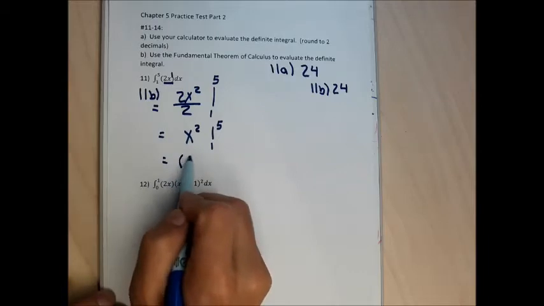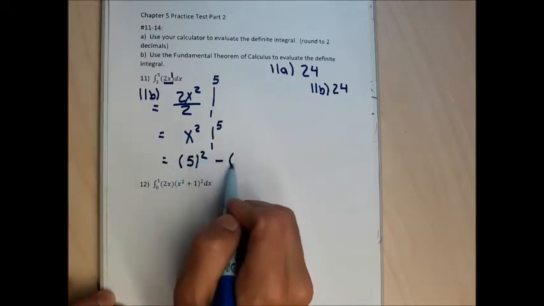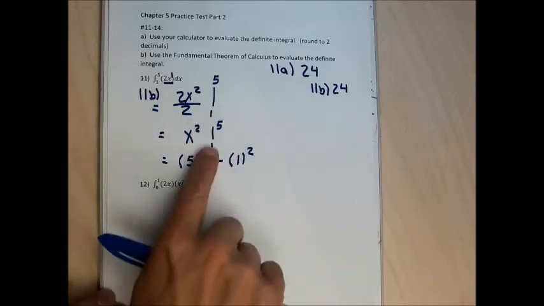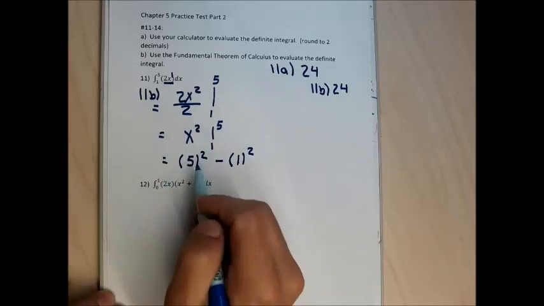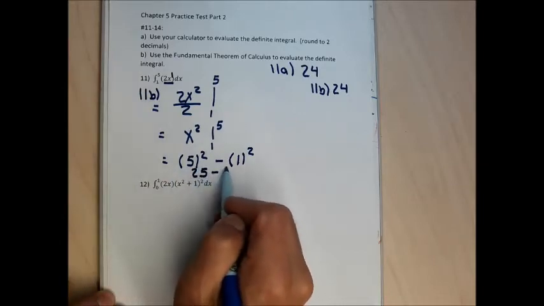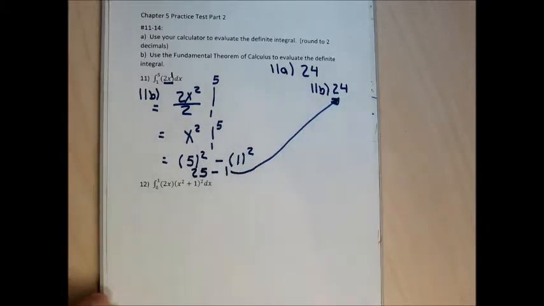I'm going to plug in 5 first, and 1 second, and the fundamental theorem of calculus says I have to subtract the results. When I plug 5 in, I get 25. When I plug 1 in, I get 1, and 25 minus 1 is the 24. So it's a super easy problem.